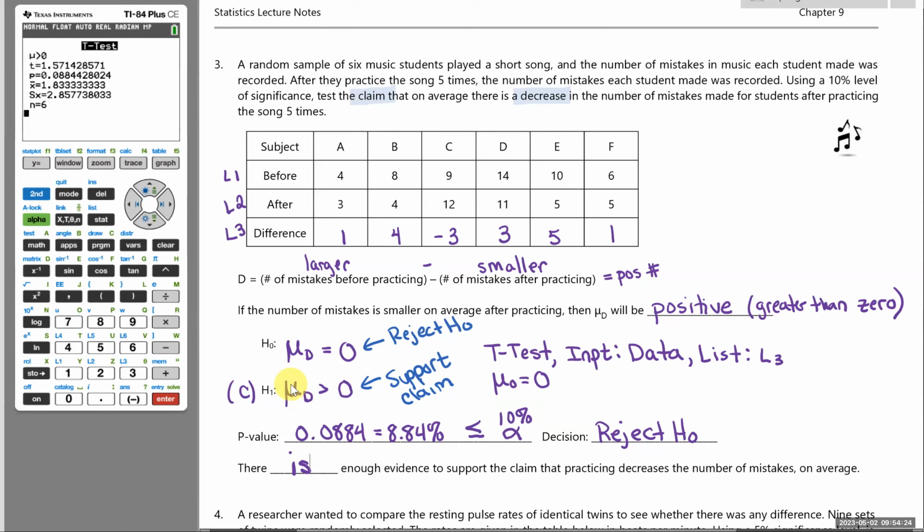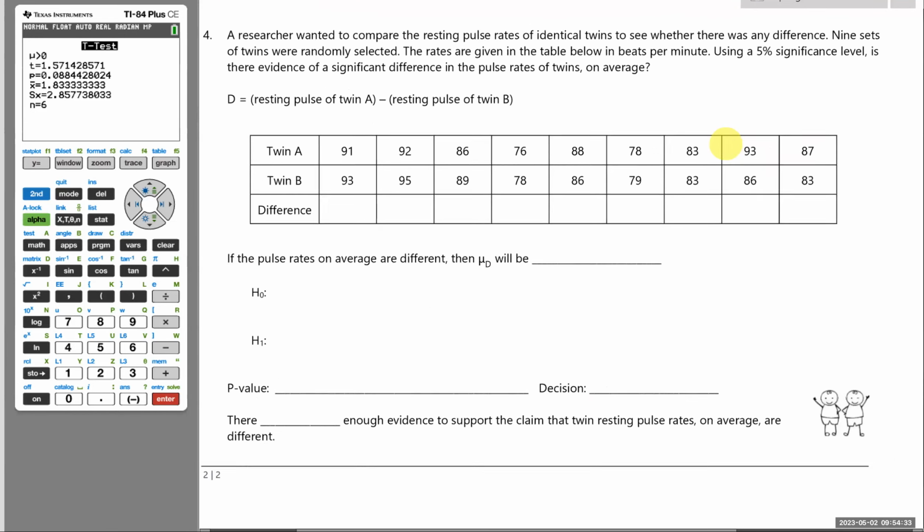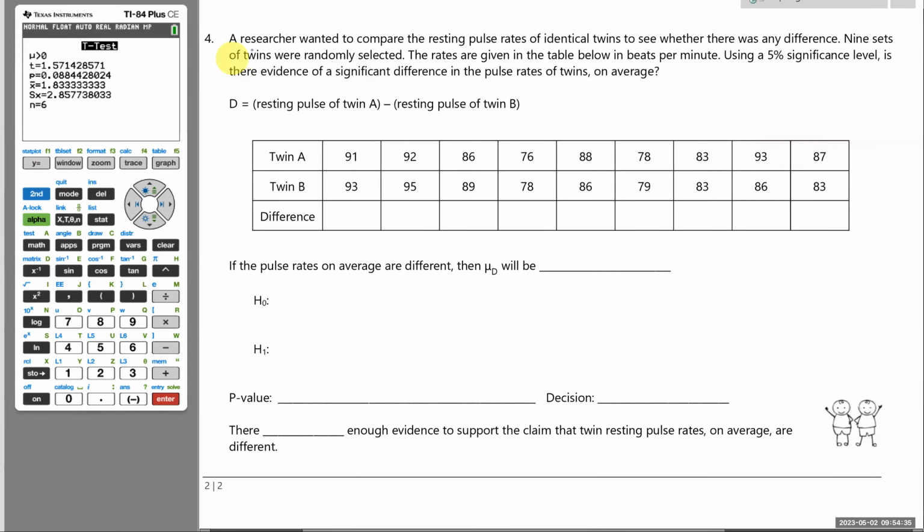All right, we'll do one more here. So in our next example, a researcher wants to compare the resting pulse rates of identical twins to see whether there was any difference. So 9 sets of twins were randomly selected. The rates are given in the table below in beats per minute. So each pair of twins here, those are matched pairs. At a 5% significance level, is there evidence of a significant difference in pulse rates of twins on average?